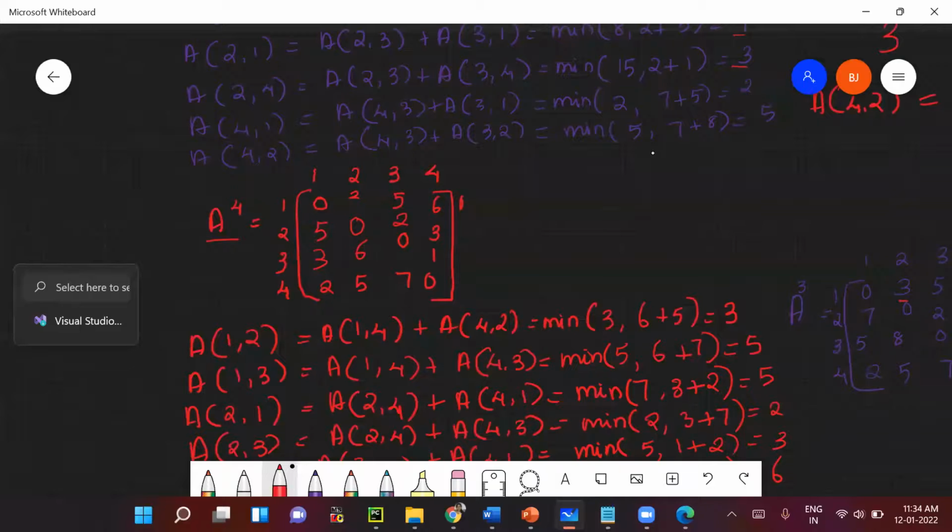Matthew, tell me how we are constructing A4. Which vertex will be considered as intermediate vertex?